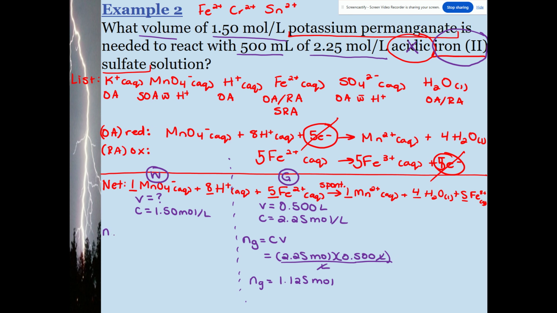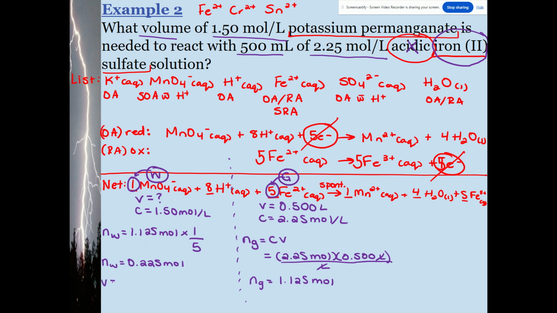Now I can use that to find the moles of my wanted. I take the moles given that I just found and multiply by balancing coefficients, wanted, which is a 1, over given, which is a 5. So I'm multiplying by 1 over 5. And we get the moles of our wanted to be 0.225 moles.